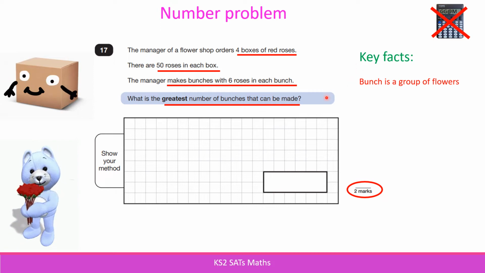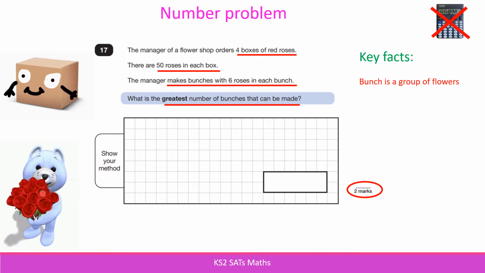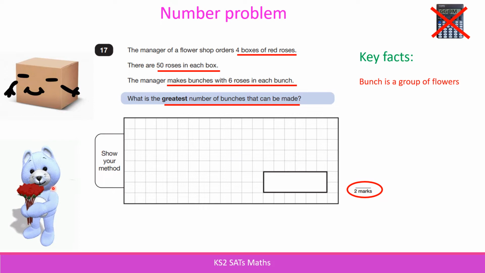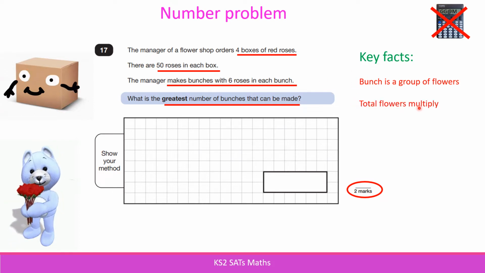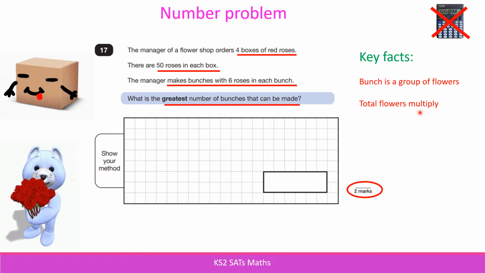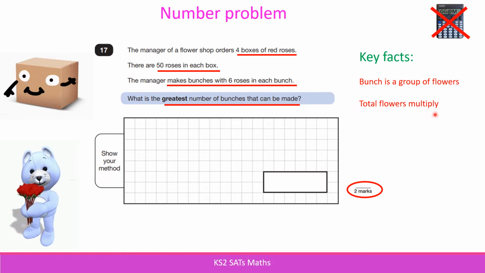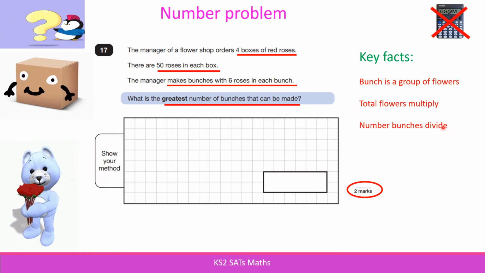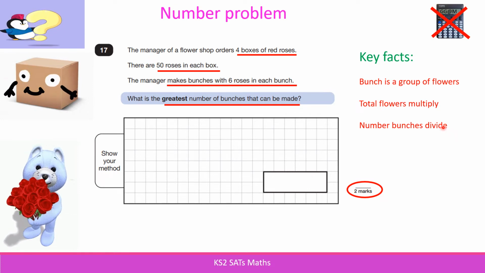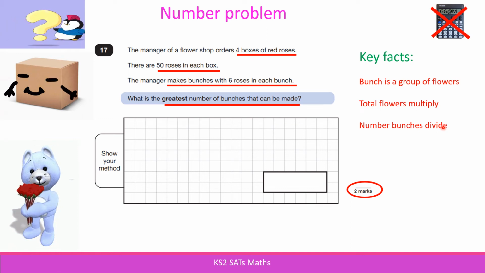So your key facts. You need to know that a bunch is a group of flowers, as you can see here in the picture. I've got a bunch of flowers. For the total flowers, you need to multiply. So you need to work out the total number of flowers, you're going to have to multiply. For the number of bunches, you're going to have to divide. Remember, when you're dividing, you need to use the bus stop method. Press pause, have a go at working out the answer, then press play when you're ready to hear the answer.